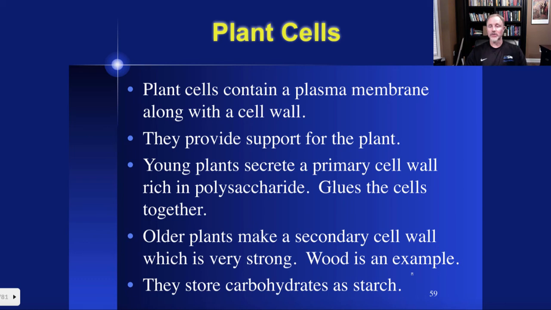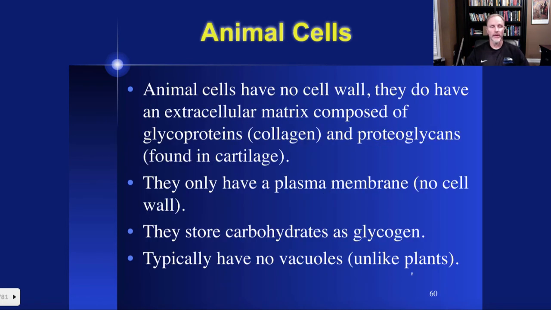The plant cells also store carbohydrates as starch, in addition to the cellulose that's there, which we've talked about. The animal cells, by contrast, don't have any type of cell wall, but they have this extracellular matrix, which consists of glycoproteins like collagen, and some proteoglycans, which you'd find, say, in cartilage. They only have the plasma membrane, so no cell wall, so they need to make this extracellular matrix to give the cell itself, and the structure that the cells are making up, some integrity.